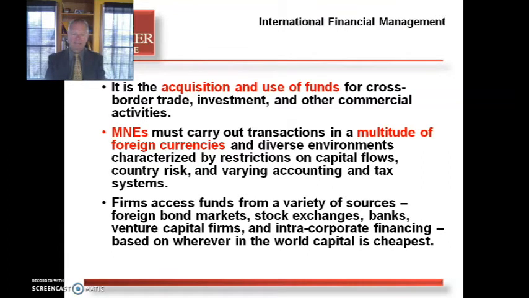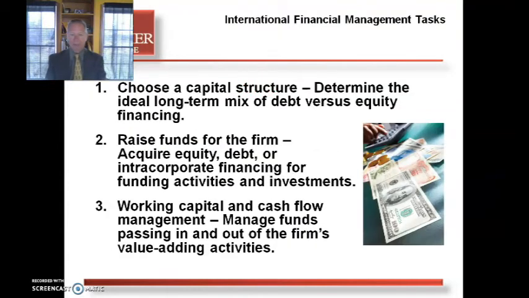The big thing is MNEs use a multiple of different foreign currencies and a multiple of different foreign funds in order to meet these long-term and short-term needs. Remember, you can do business in just about any currency you want as long as that currency is translatable into either dollars or some basket of goods. So firms access funds in a variety of ways, from banks, from investors, from hedgers, from speculators, from all types of sources. And that's what this chapter really is all about.